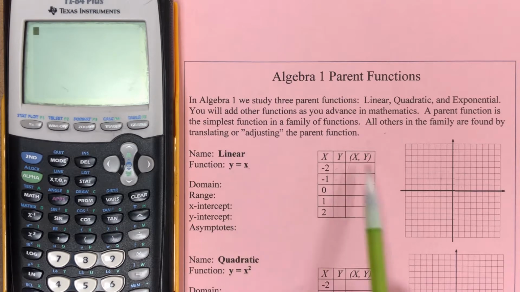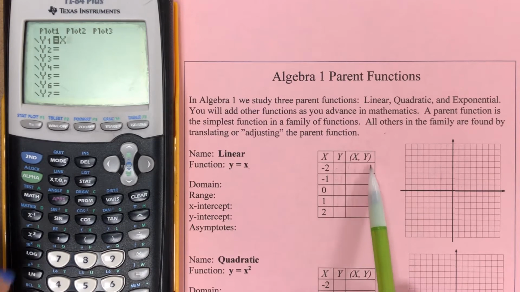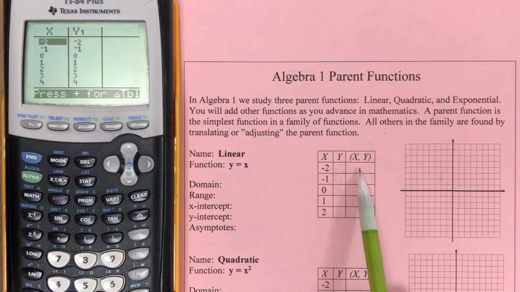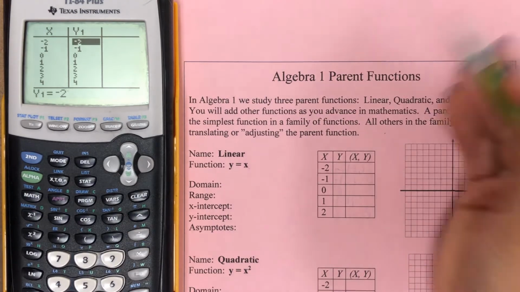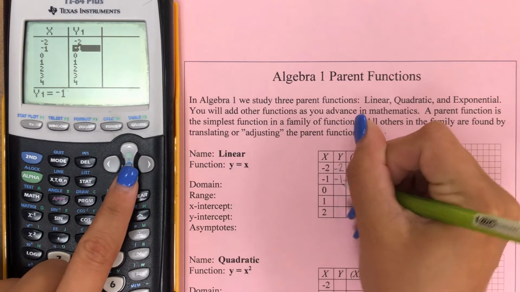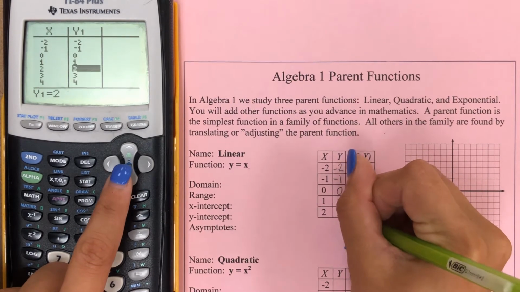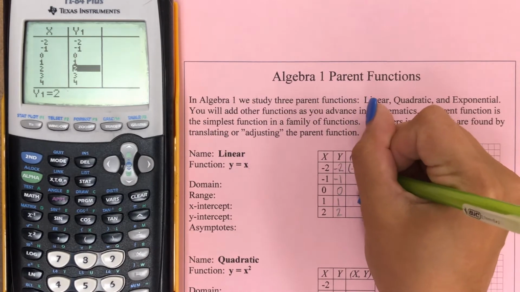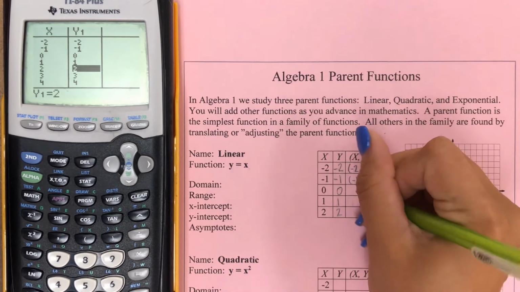So what I'm going to do to get a table for this, I'm going to use the calculator. Y equals x. Then I'm going to go to the table, second graph, and I'm going to fill it in. So for -2, my y value is -2. For -1, I have -1, 0 is 0, 1 is 1, and 2 is 2. So then I create the ordered pairs for each one of these by filling in my x and y values as it says.